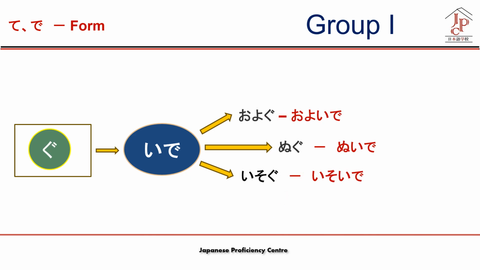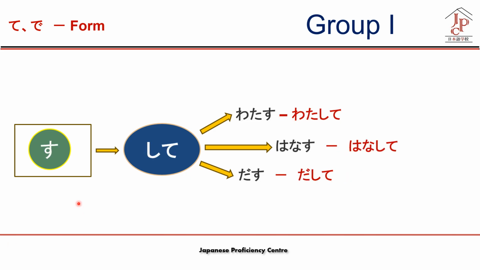Same way, let us see some gu ending verbs. Gu ending verb has to be replaced with ide, right? The letter gu has to be replaced with ide. So oyogu will become oyoide. Nugu will become nuide. Isogu will become isoide.